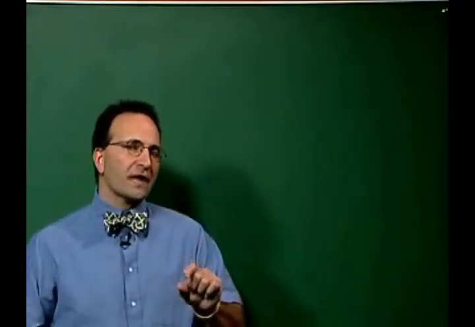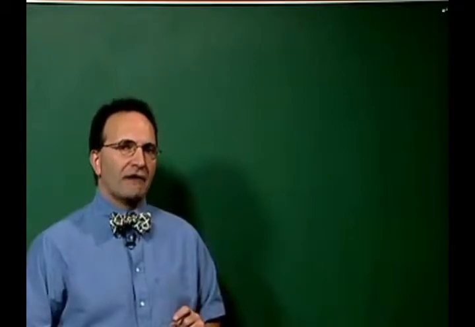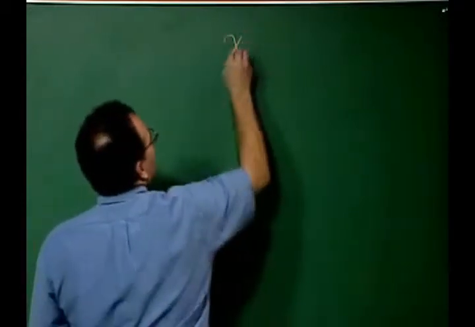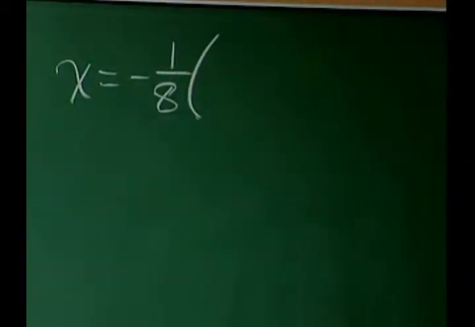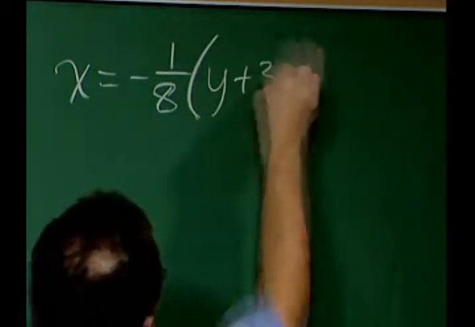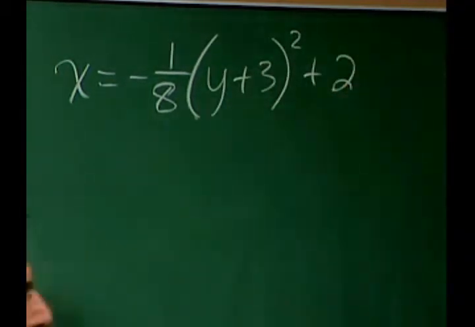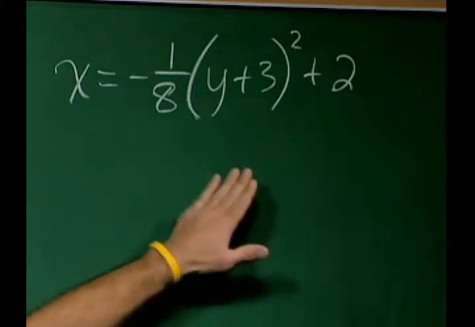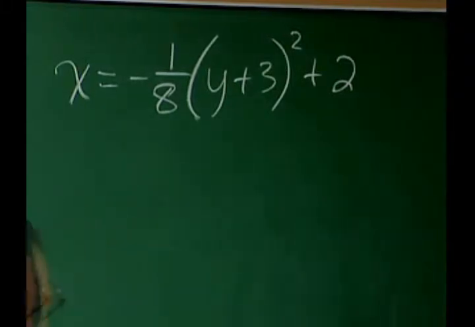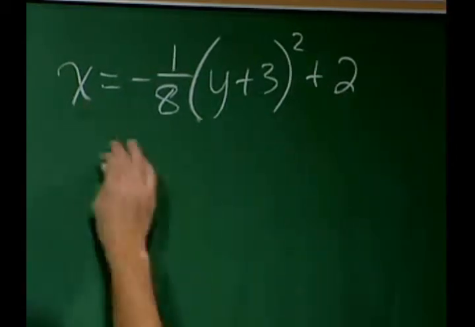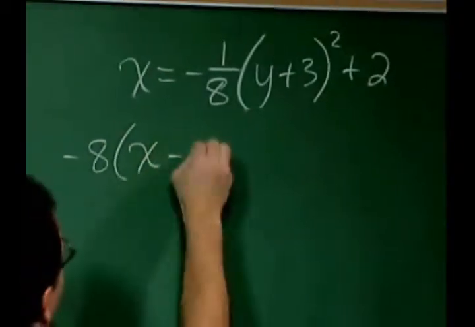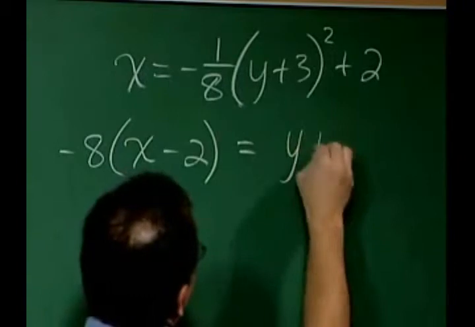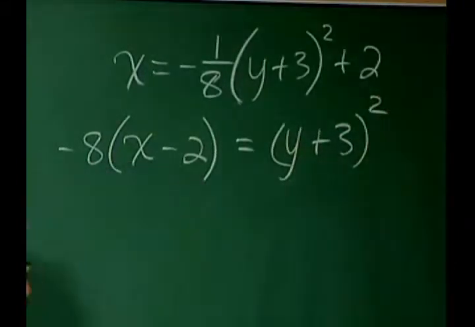Okay, so let's write that equation on the board, and then we're going to have to rewrite it in a form that's going to allow us to graph it. So we have x = −1/8 (y + 3)² + 2. So I'm going to rewrite the equation so that it's in a different form. I'm going to subtract 2 from the x. I'm also going to multiply by −8. So I'm going to have −8(x − 2) = (y + 3)².